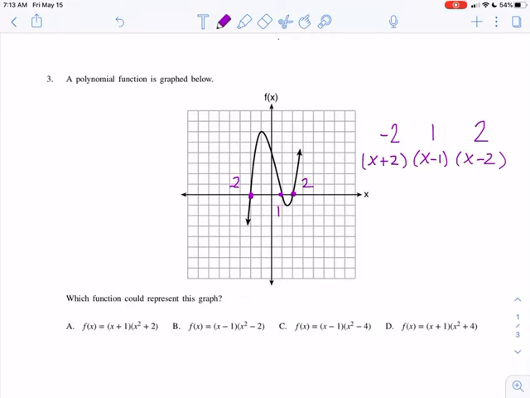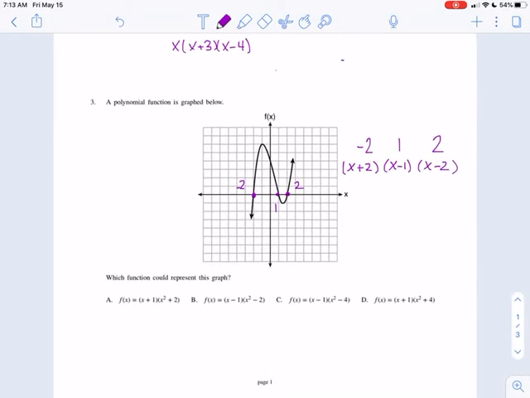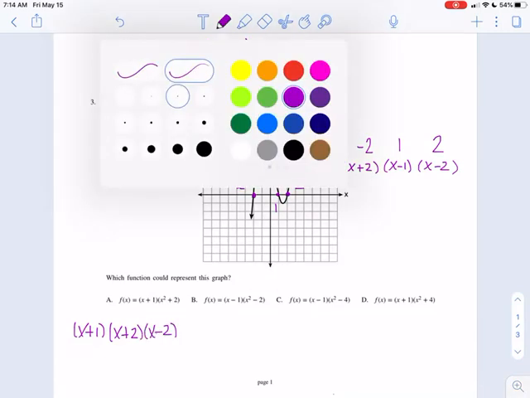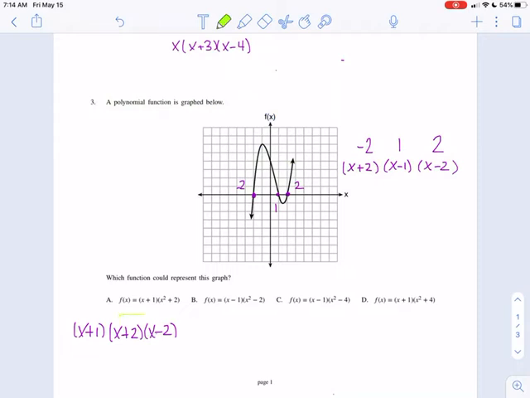No. I see they simplified it a bit further. So we have to try to multiply ourselves and see what we get. Well, look at A. A is x plus 1. So x plus 1 was left untouched, which means the other two factors, x plus 2 and x minus 2, were multiplied together. So let's multiply them and see what we get.